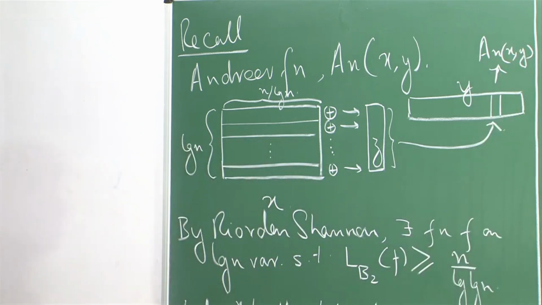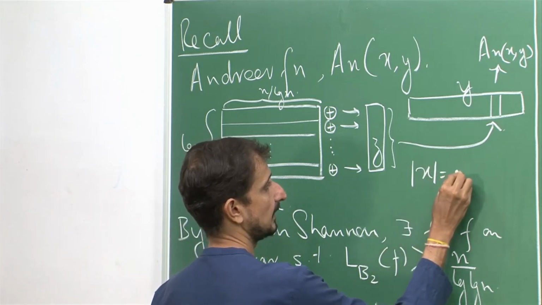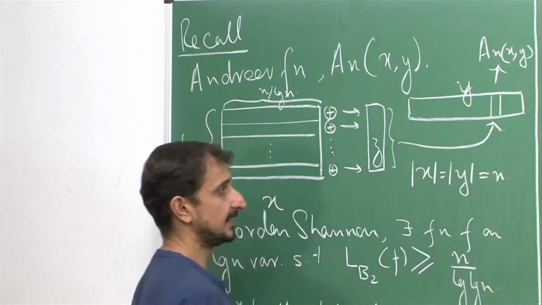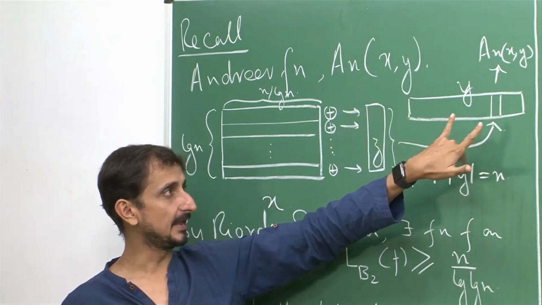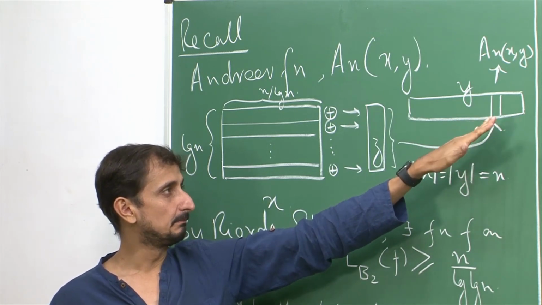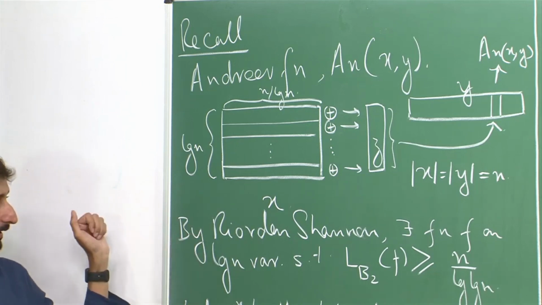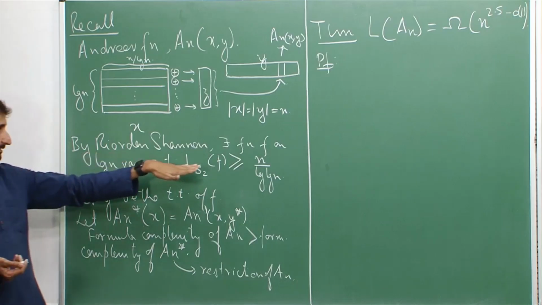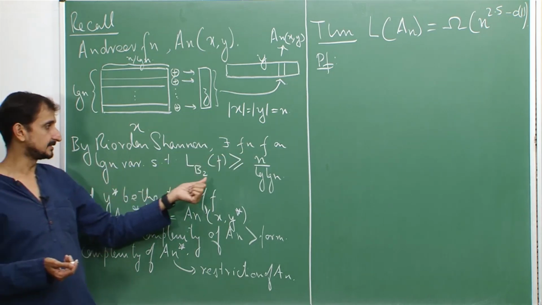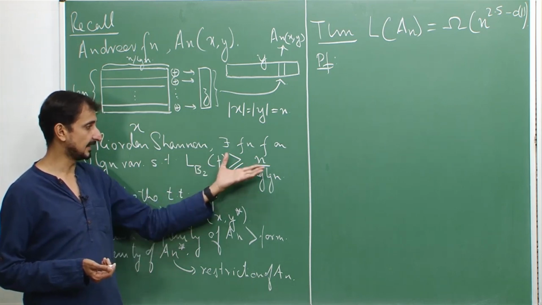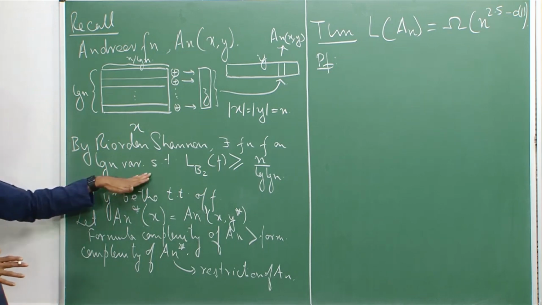Both x and y have size n. So, looking at only y here, any index in y can be pointed to by a string of length log n. Next, we saw that by Riordan-Shannon's theorem, there exists a function on log n variables whose formula size is at least n over log n. That is just a straightforward application of the theorem.